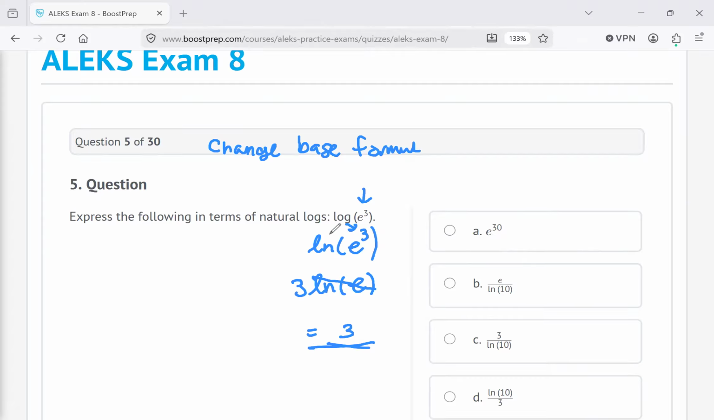Now do the bottom. It's the ln of whatever this base is. There's no base written, but there is one. If there's no number here, it's an invisible 10. So it's going to be ln 10.